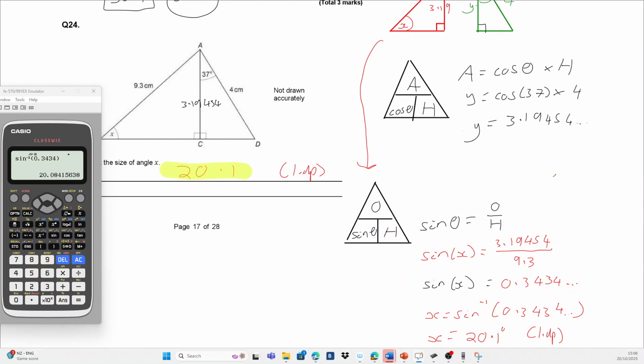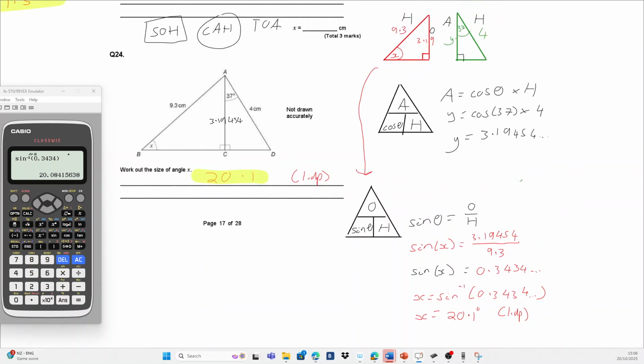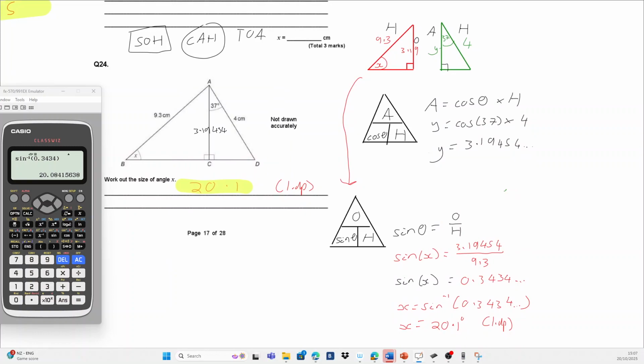Hopefully I made that really clear. I'm going to zoom out so you can see everything on the screen and centralize it. So that was question number 24. Yeah, that is correct, and hopefully that made sense.